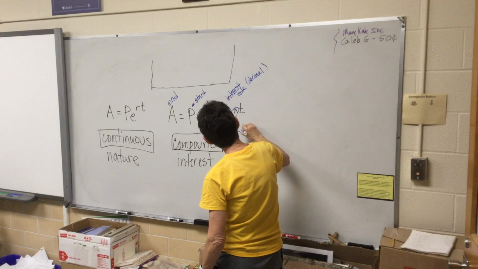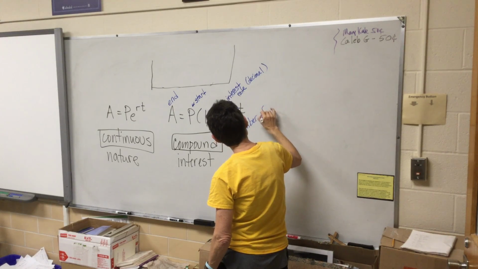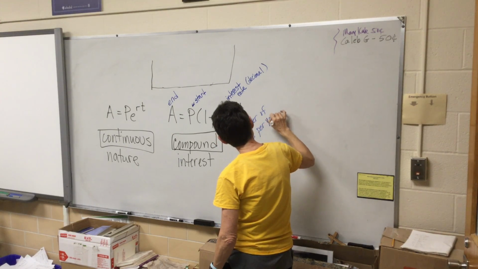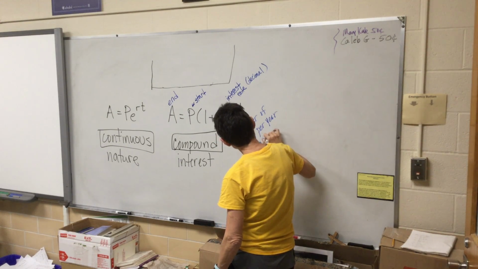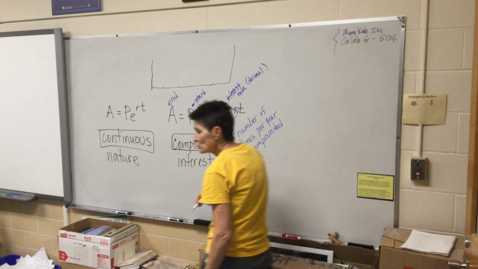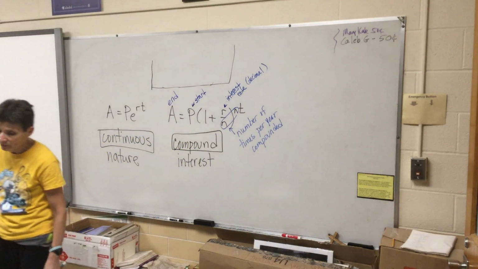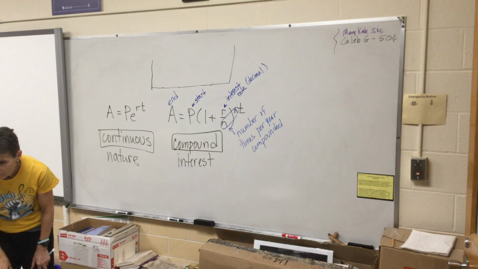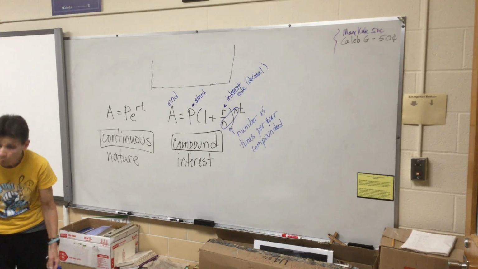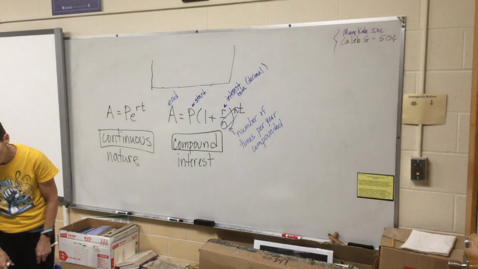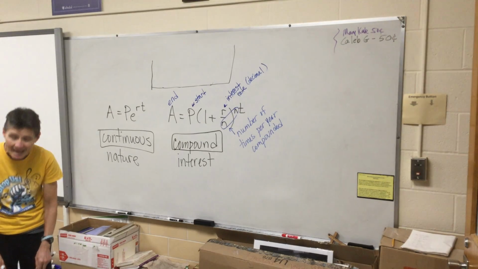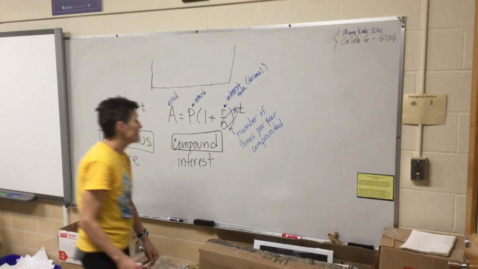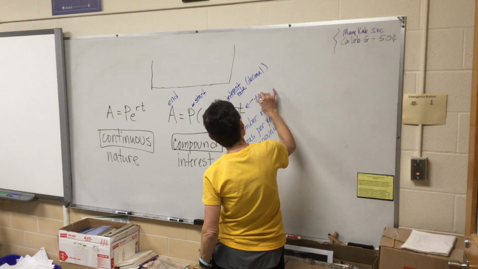N is the number of times per year that you are compounding. So if your bank account compounds monthly, then N would be 12. If it's quarterly, then N would be 4. If it's annually, then N would be 1. Get it? Okay. And then T is the number of years.